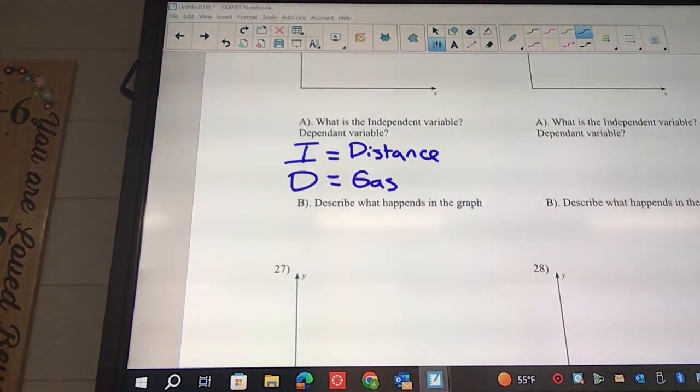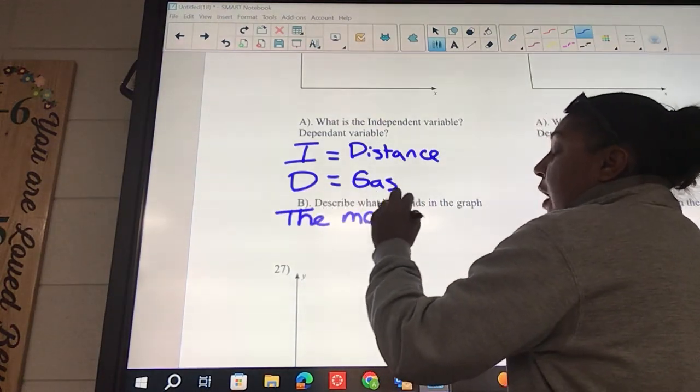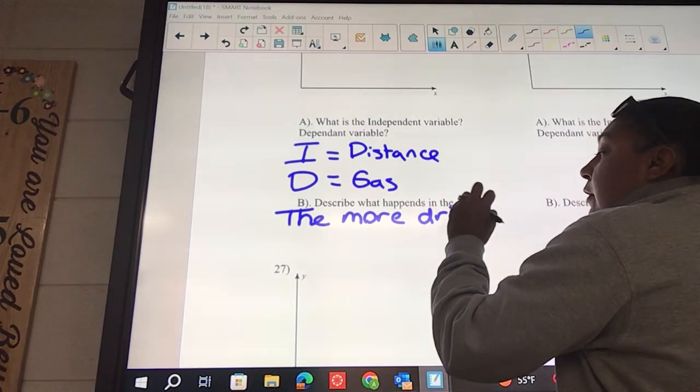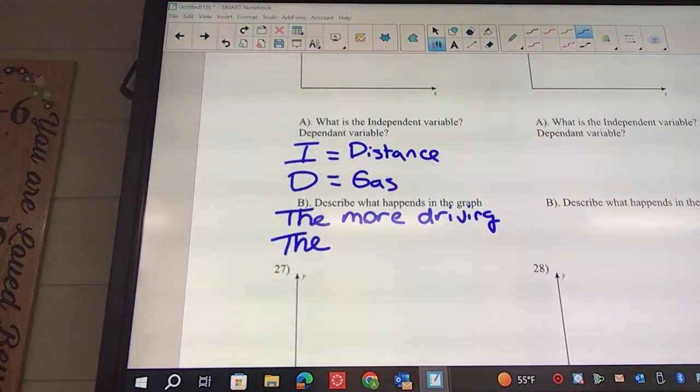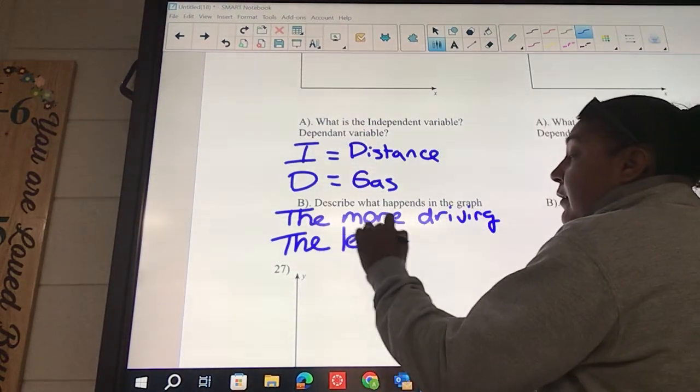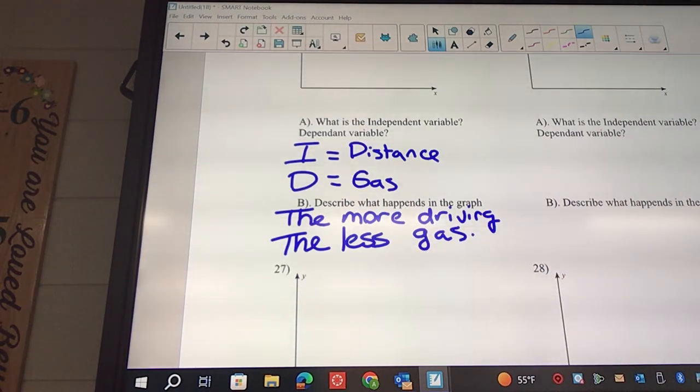Describe what's happening in the graph. So the more I travel, the more distance, the more I drive, what's going to happen to my gas? The less fuel I'm going to have. But you can also do the flip side of that and say the more fuel you use, the less gas. But we're talking about gas in the tank. So the more I drive, the less gas I have in the tank. But it's very accurate to say, the more you drive, the more fuel I've used.